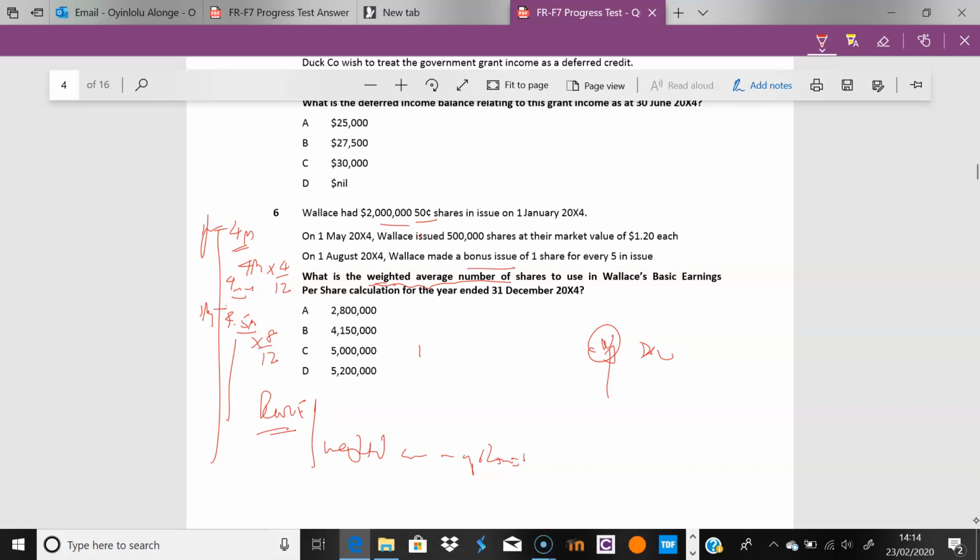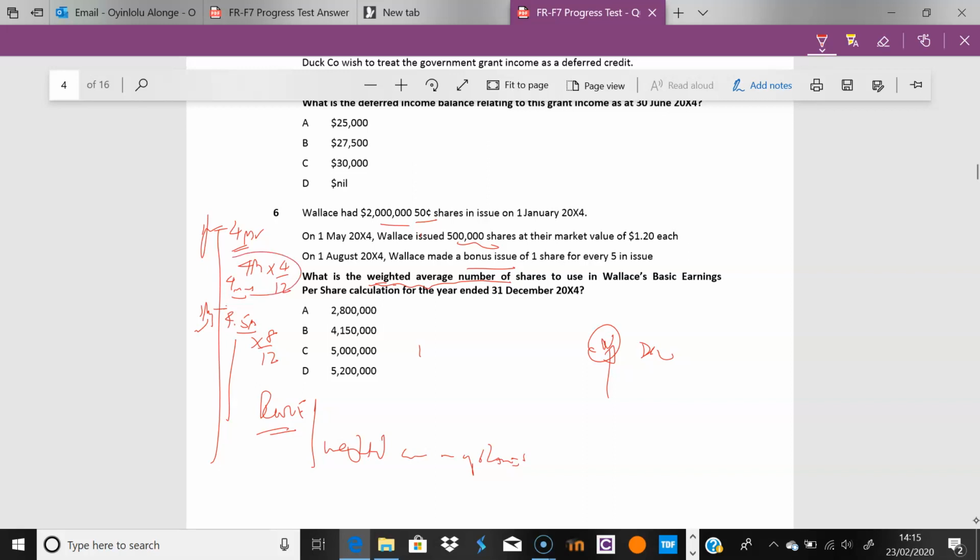It says here that you made a bonus issue of 1 share for every 5 in issue. Because this bonus issue covers the shares that happened in May and the shares that happened in January, these 500,000 shares and this 4 million all get that bonus issue. So we assume that this happens right from the beginning. No money comes in with a bonus issue, as you remember. So what I have to do is include those bonus shares as though they have been there from the beginning.